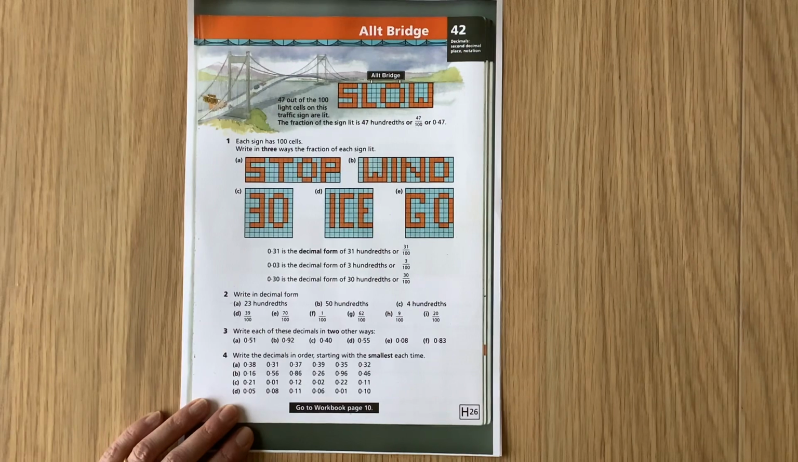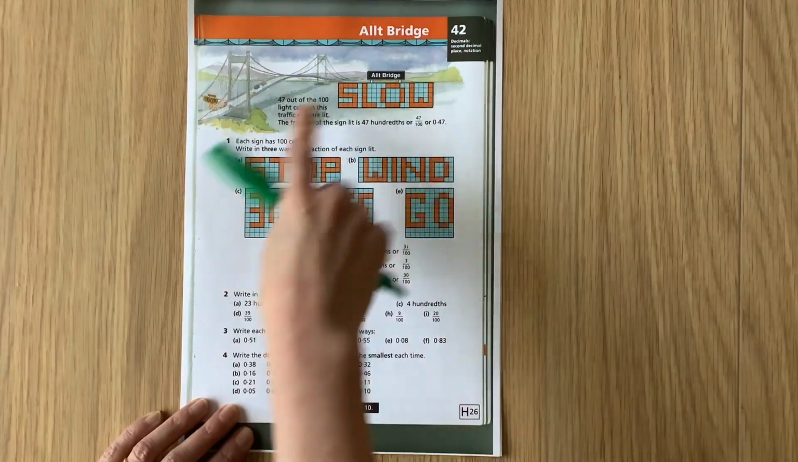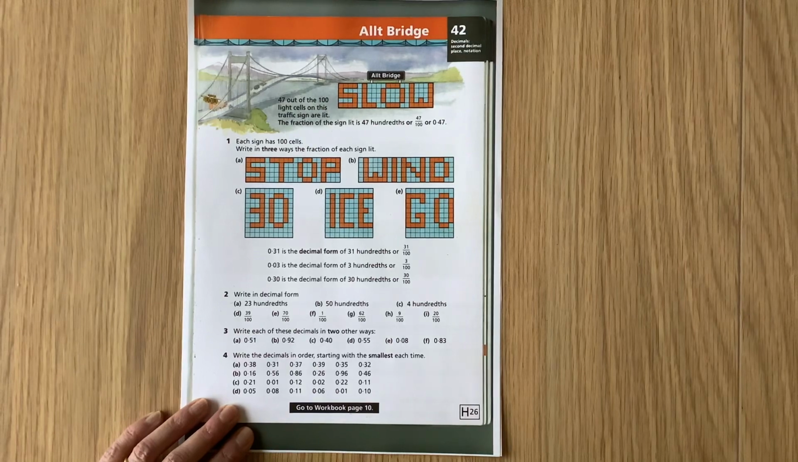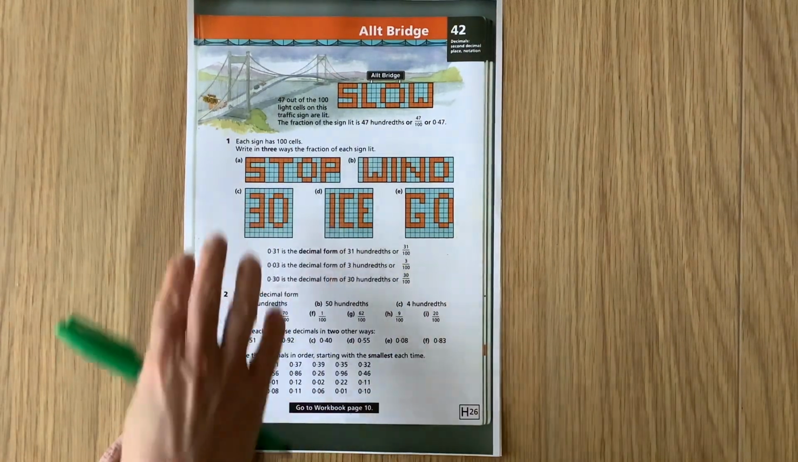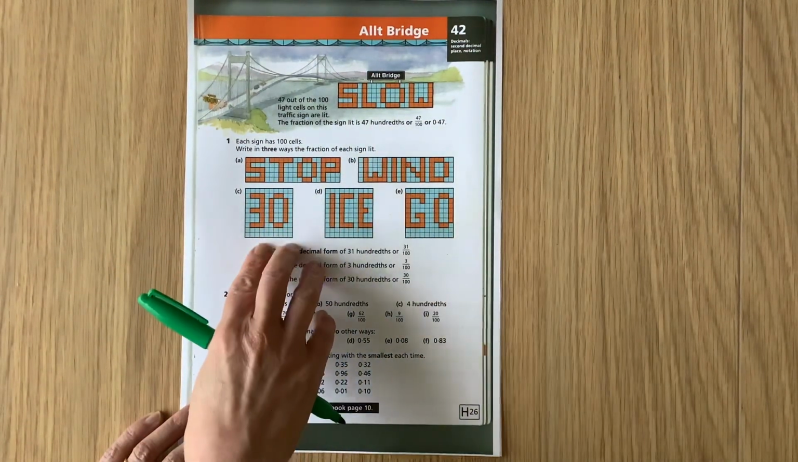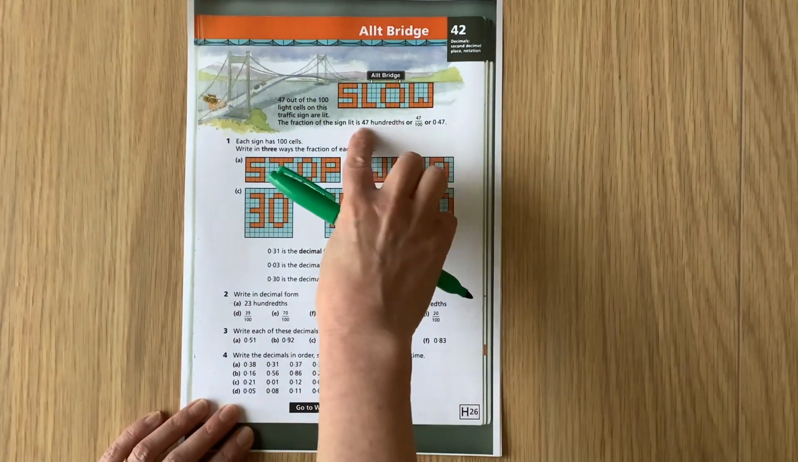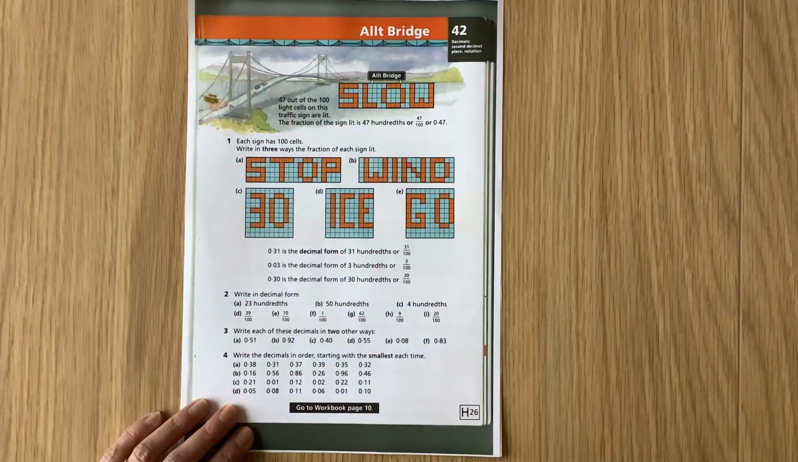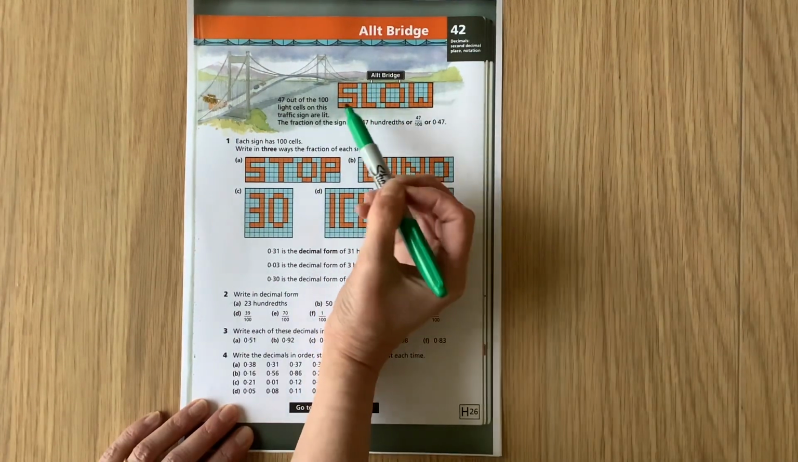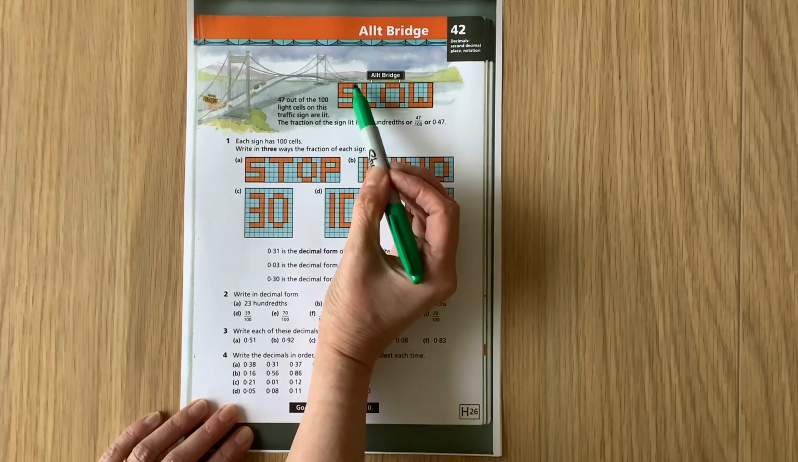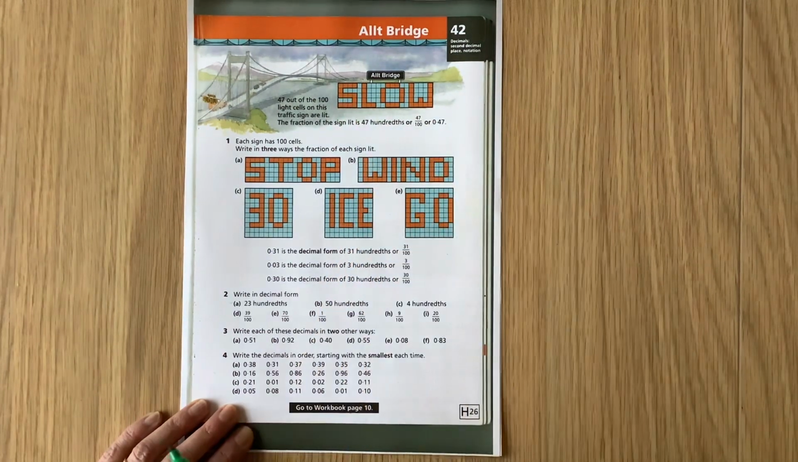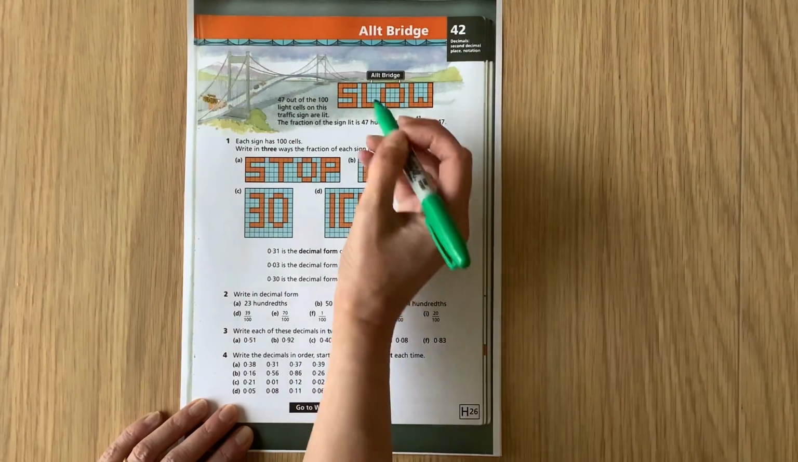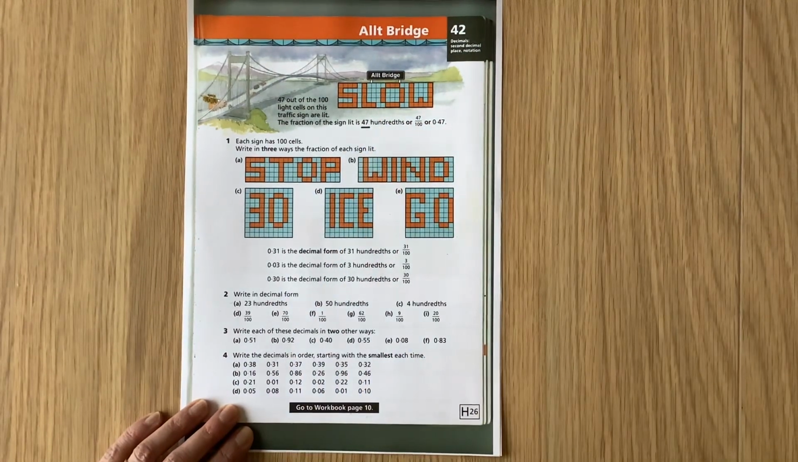Sometimes we get these signs, and these signs that we're looking at today are all made up of 100 little cells, 100 little squares. What you need to do is follow the instructions on the page and show us in words, like in 47 hundredths, or as a fraction, or as a decimal, what's been coloured in. So in this example up above, they've looked at the word slow. They have carefully counted all the orange little squares, and altogether there were 47 of those coloured in.